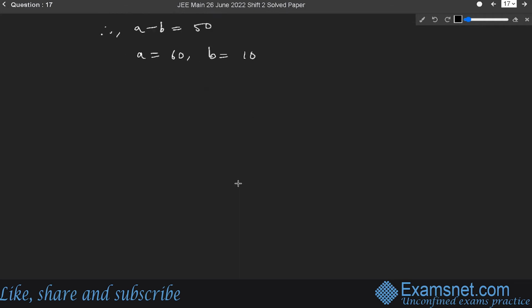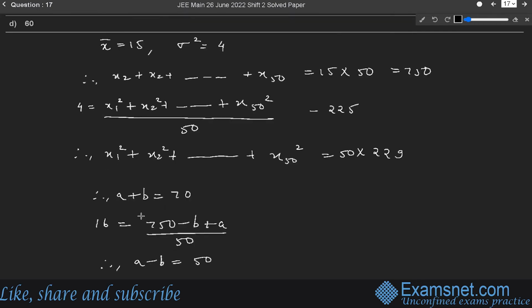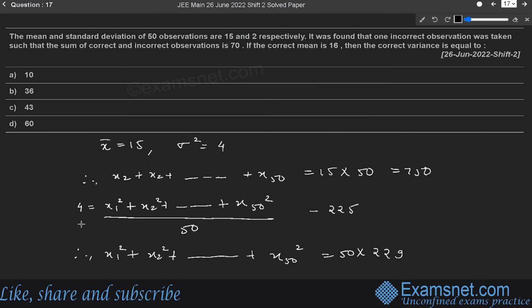Therefore, the correct variance will be equal to (50 into 229 plus 60 square minus 10 square) whole divided by 50. So it will be equal to 43, and we have to subtract 256 from this whole value. Therefore, we can say that the correct option for this question is 43, which is option number C here. I hope this question is clear to you.